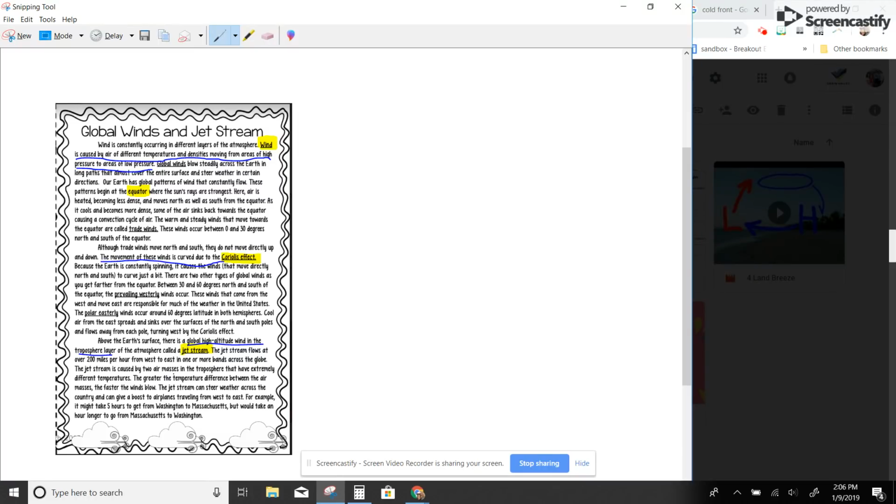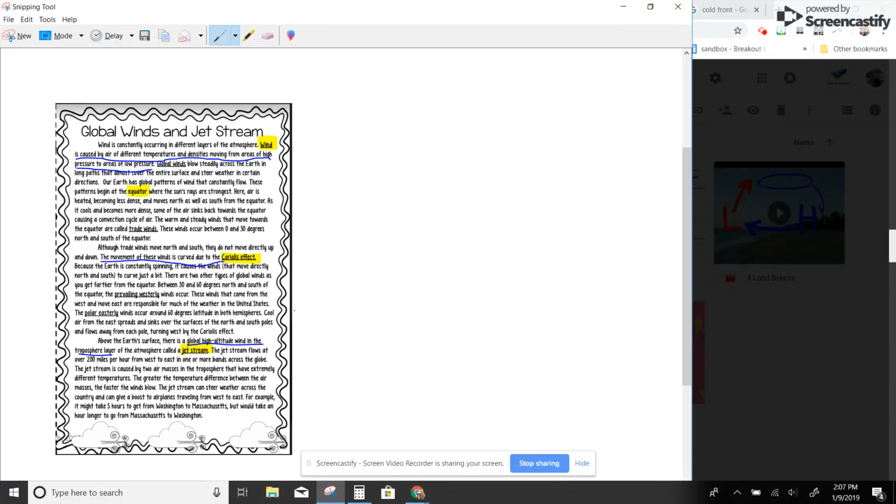The jet stream is caused by two air masses in the troposphere. Remember, this is where weather occurs, that have extremely different temperatures. The greater the temperature difference between the air masses, the faster the wind blows. The jet stream can steer weather across the country and give a boost to airplanes traveling from west to east. For example, it might take 5 hours to get from Washington to Massachusetts, but it takes an hour longer if you go from Massachusetts back to Washington.